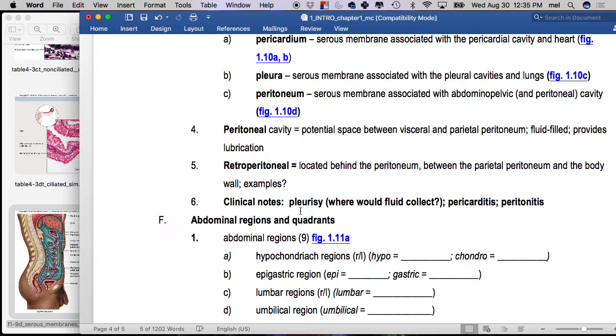Okay. Where are lymph nodes? Or do they have serous membranes around them? Yeah, they do. They're usually wrapped with whatever serous membrane is there. And so we'll get to lymph nodes later. Okay. So that's pleurisy. Next one, pericarditis.